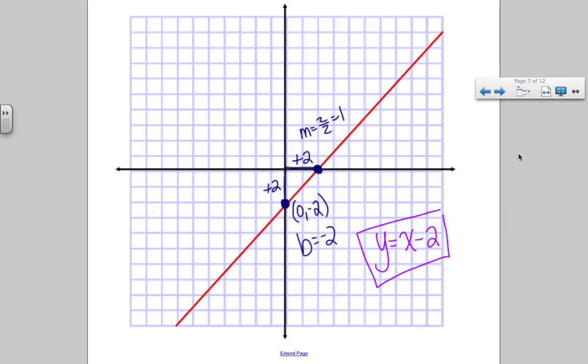So that's what I did for this one. I just identified 2 points and found the slope between those 2 points. So my rise is 2, 1, 2, and my run is 2, 1, 2. So the slope is rise over run, or 2 divided by 2, which equals 1. And then my y-intercept is this point right here at 0, -2. So I know my b value is going to be -2. So if I substitute in for y equals mx plus b, my slope is 1, so I just get y equals x. And then my b is -2, so y equals x minus 2.